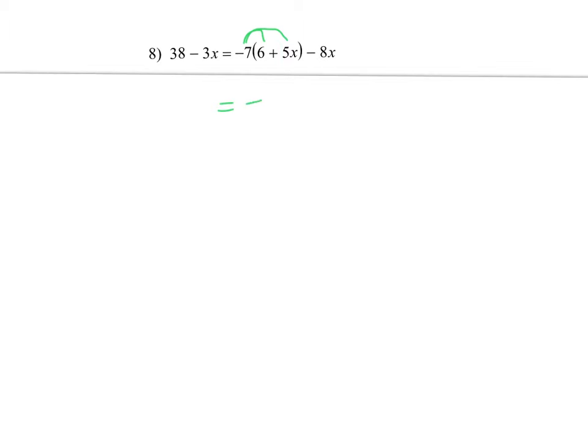So I'm just going to change this into negative 42 minus 35x by multiplying both of those by negative 7. I don't want to forget about that negative 8x that was back there. And then we have 38 minus 3x on this side.